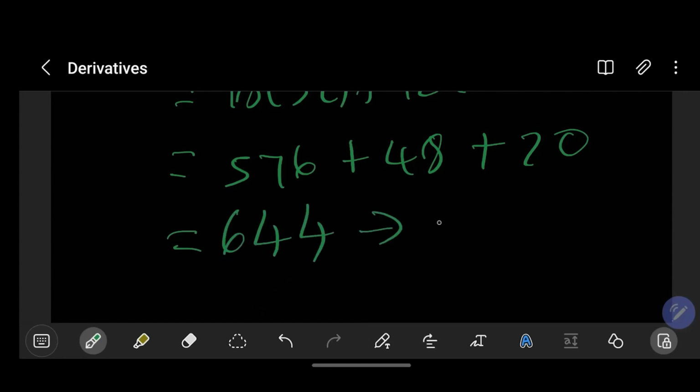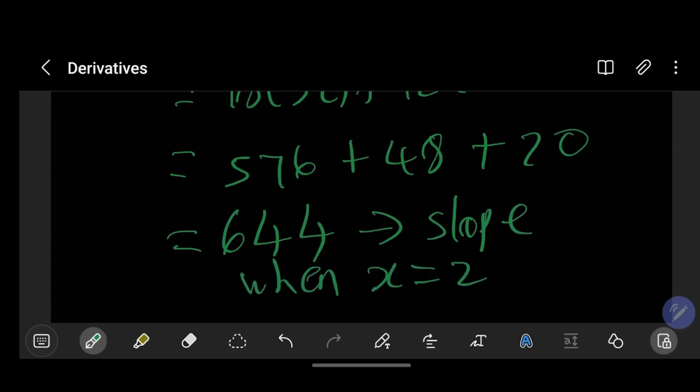So this is your slope when x is equal to 2. Okay, so just look out for these questions. You might get something like this. They want you to find the derivative first and then solve for x. Most of your marks will go when you are trying to find the derivative, but don't forget to actually find the actual slope when the value is given to you. So just note that.